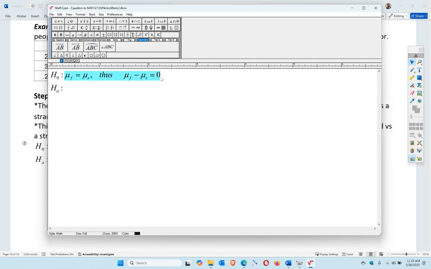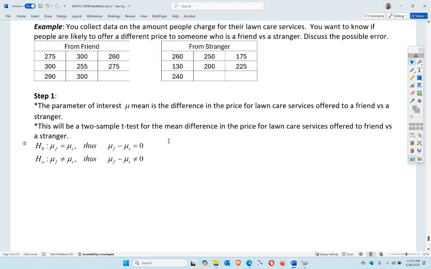So if I copy this, we think there is a difference. We're not saying more or less, though, right? We're just saying there is a difference. We could change the problem and say we're charging them less, so it is not equal to 0. So this is going to be a two-tailed test, essentially. Okay, so that's what we're doing. Step 2.